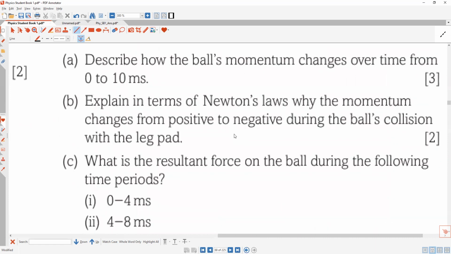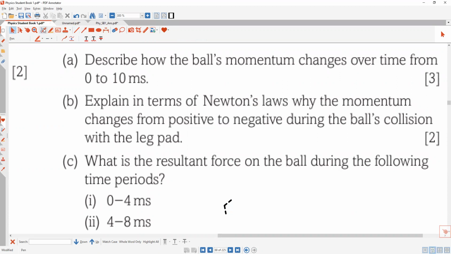I'll go with minus 500. That is the force, because we got the gradient a while ago, we got minus 500, that is a force actually. The gradient of a momentum-time graph is force. Why? What is the formula of force?